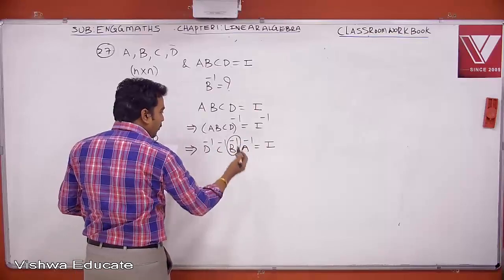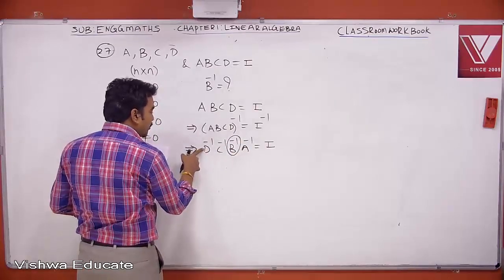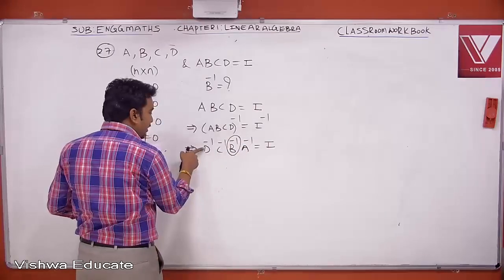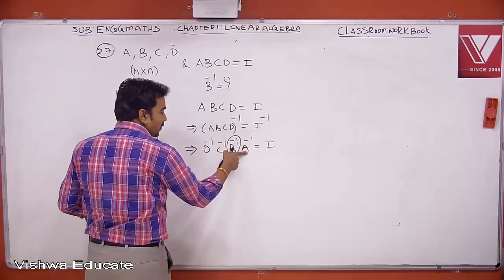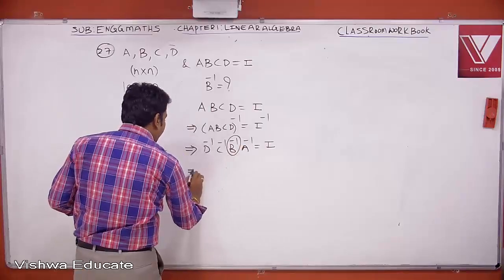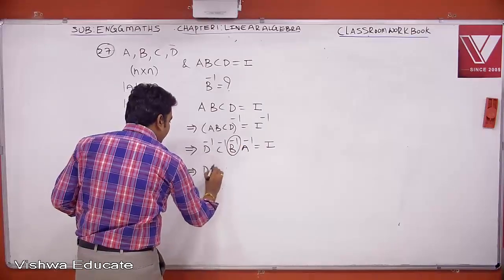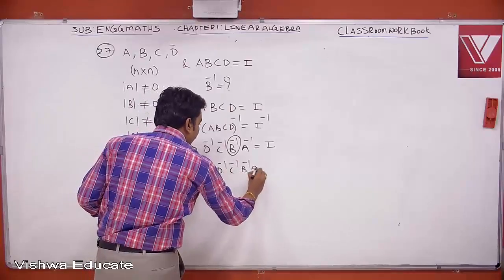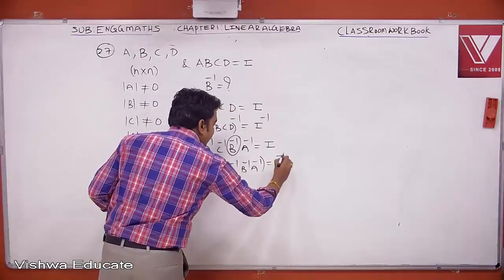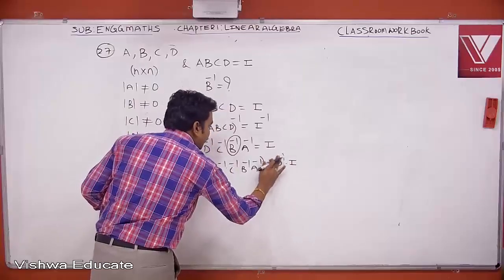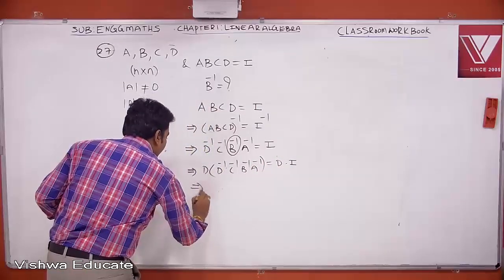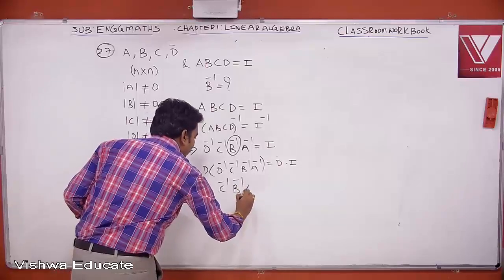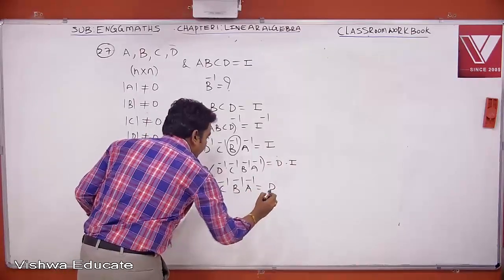Now I want B inverse. So from the next step onwards, I need to eliminate D inverse, C inverse and A inverse. At first, I can eliminate either D inverse or A inverse. Now let us see. Multiply D on both sides on the left. So D into D inverse, C inverse, B inverse, A inverse equal to D times I. So D into D inverse is I. Therefore, this becomes C inverse into B inverse into A inverse equal to D.